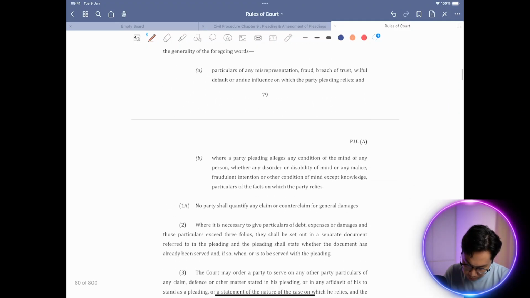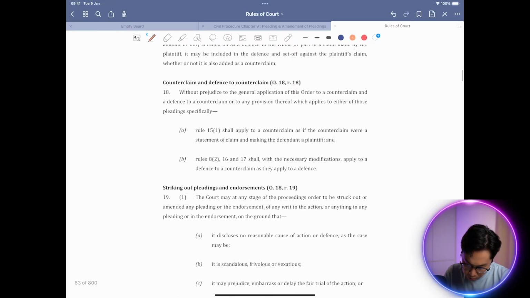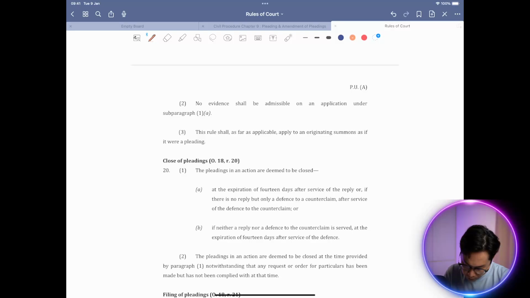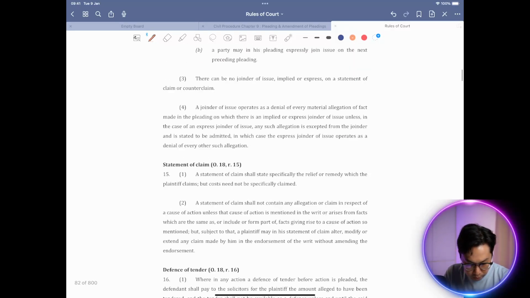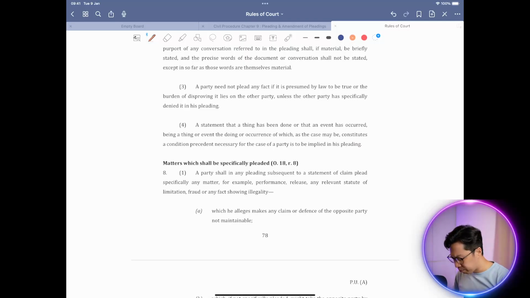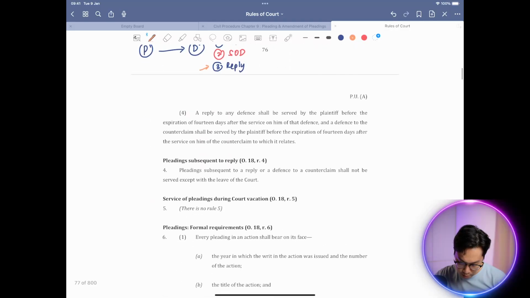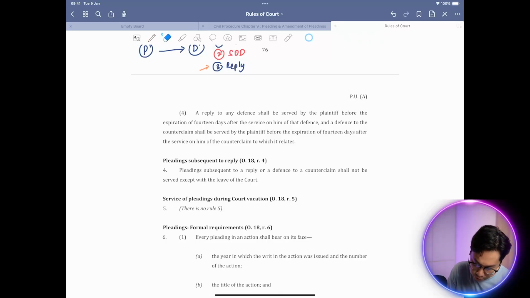I think it's Order 20. Let me get you the technical term. These are not tested for you in the exam, but in case you wanted to know. What are the technical terms? They are very technical terms. You see here?